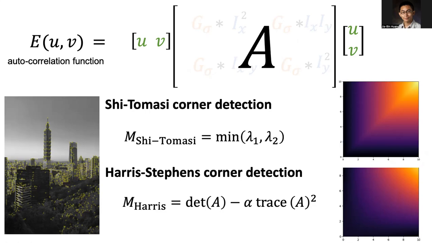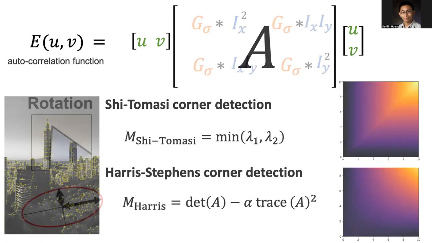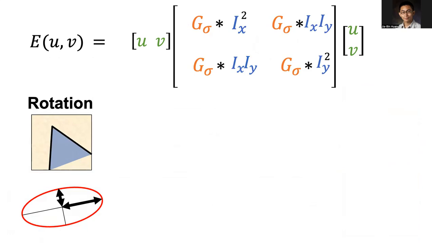Okay, some properties about corners. There's a corner here. Let's think about this: what happens if you rotate it? If I take this image, take a picture, rotate the picture, and take another picture, the corner will rotate, right? Will I still be able to detect the same corner or not? Any idea?